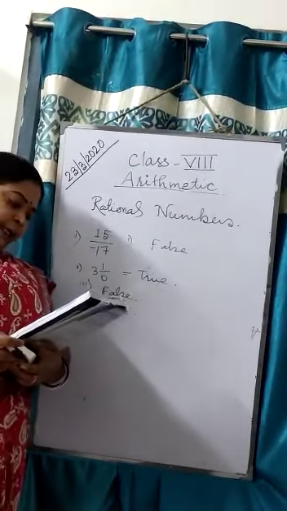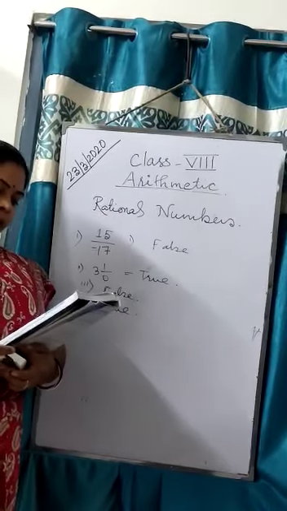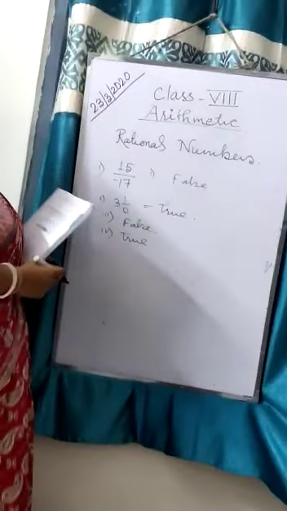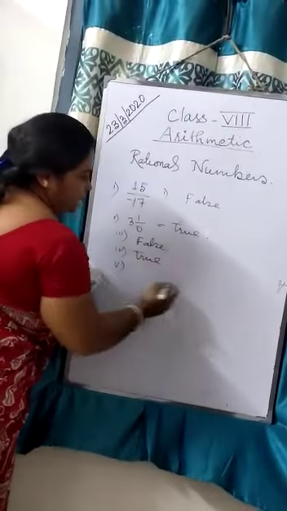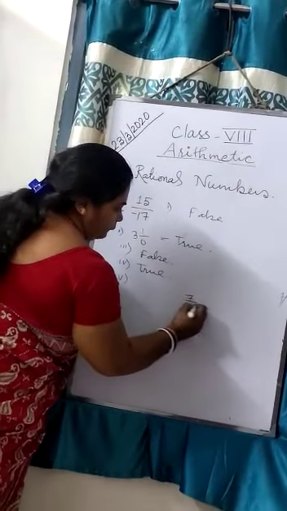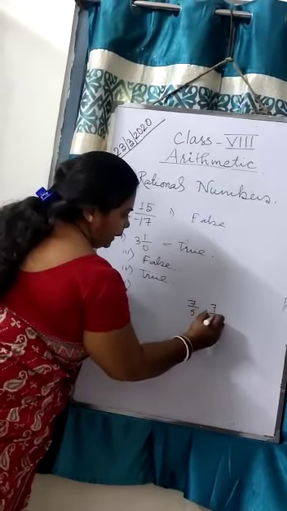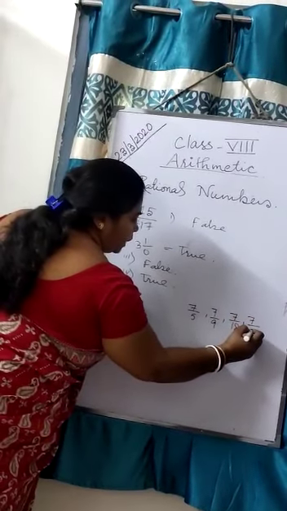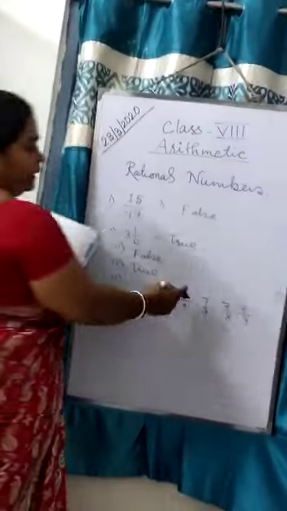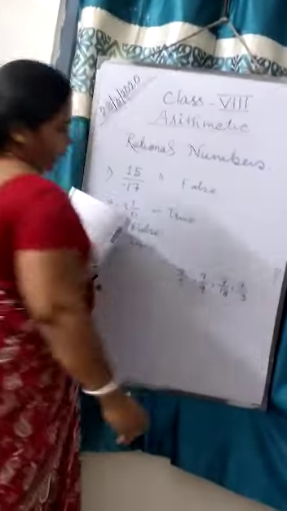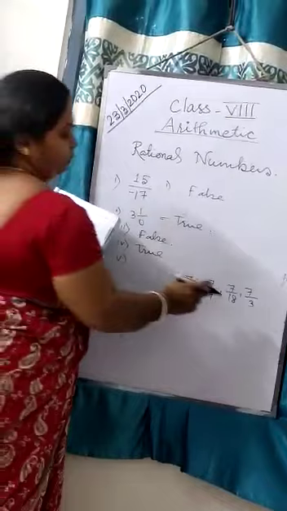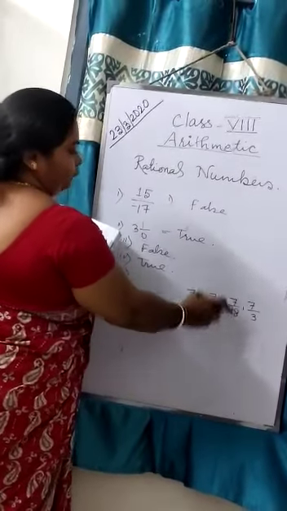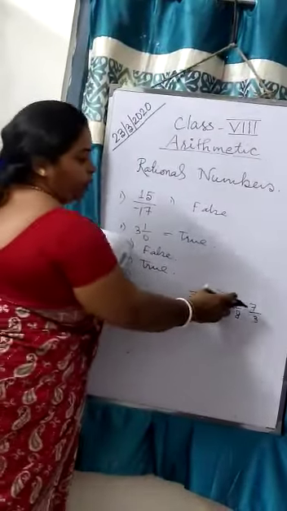Number 5 says, for like numerators and unlike denominators, the rational number having the greater denominator is greater. This cannot be. If we have like numerators, for example 7 by 5, 7 by 9, 7 by 18, 7 by 3, now we have like numerators but unlike denominators. According to the question, the number with the greatest denominator will be the greatest. It cannot be. With the smallest denominator, the fraction will be greater.